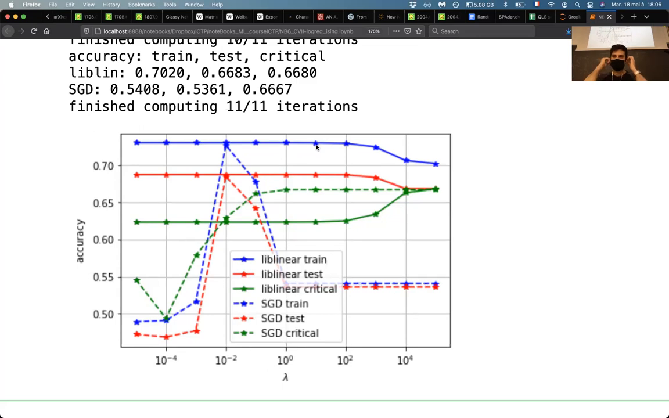So I will stop here. Sorry, I took 25 minutes more. As usual, I think it's very important for you that you try by yourself these notebooks. This is how you will understand what is going on.